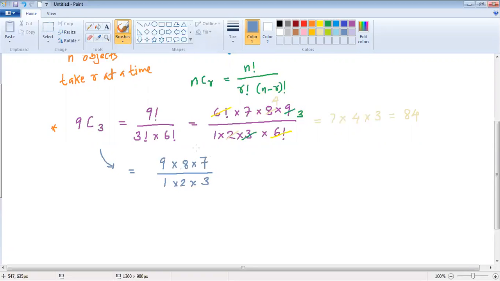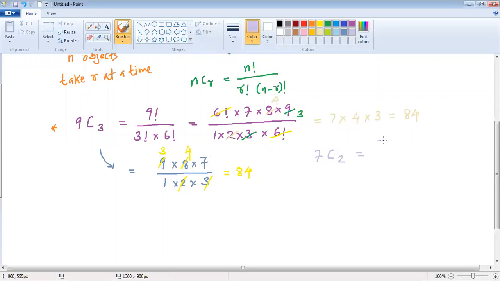It is the same as the above step. You can see that 2 and 8 cancel, it is 4. 3 and 9 cancel, it is 3. So 4 into 3, 12. 12 into 7, which is equal to 84. So instead of using the formula, this is a little easier for you. You can do it a little fast. Say another example, if I say 7C2.